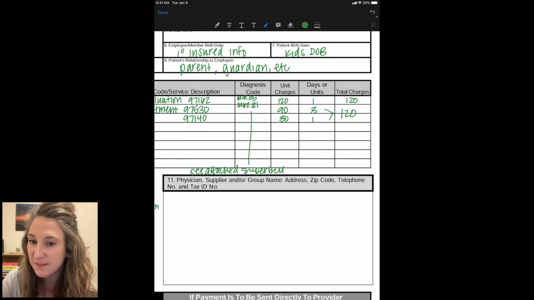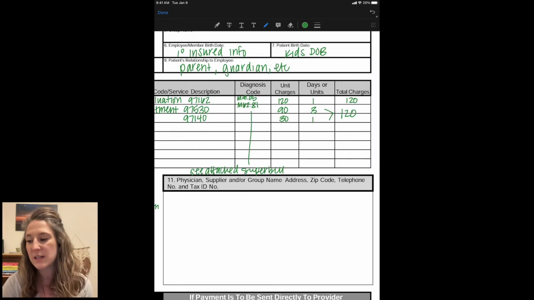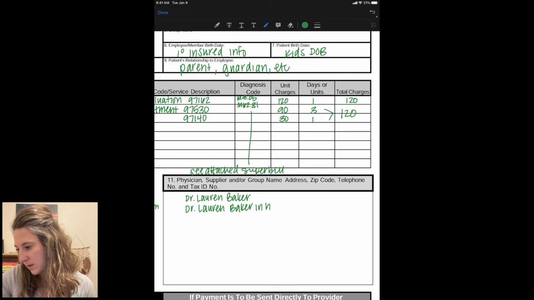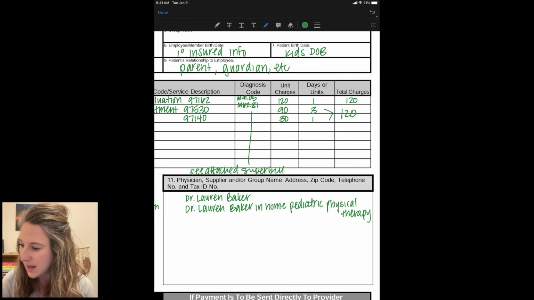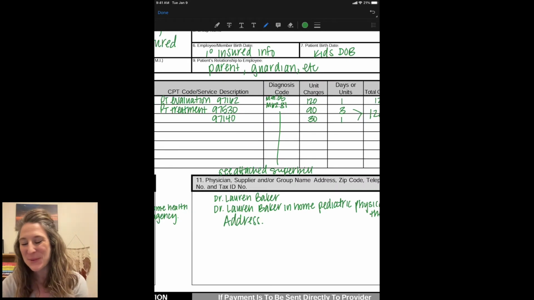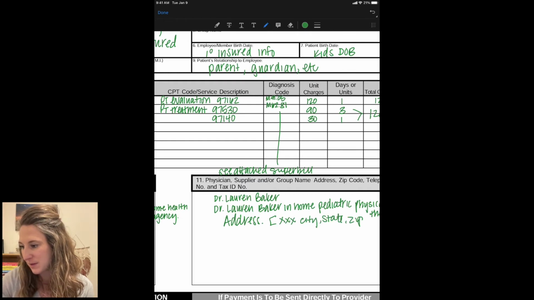In this box, even though it says physician, you're really going to want to put whatever your provider is. Maybe it's your doctor, maybe it's your physical therapist, maybe it's your occupational therapist. Dr. Lauren Baker, Dr. Lauren Baker in-home pediatric physical therapy. And then you're going to have the address. Since this is going on YouTube, we'll just put address. But again, you're going to want to put the street name, the city, state, zip code in there.